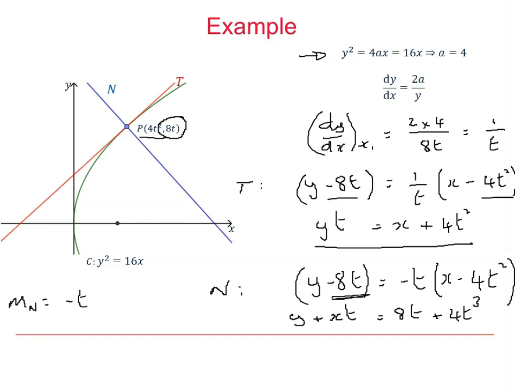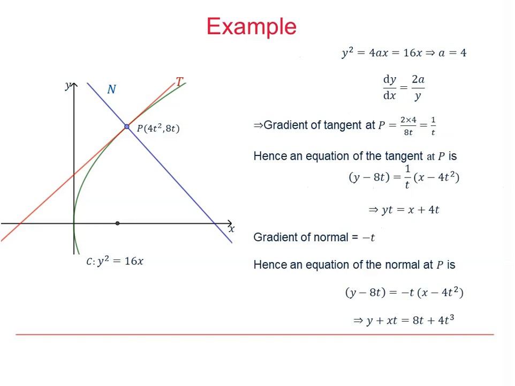So the next slide shows this again neatly, so make sure you go through that. What we've done is we haven't had to differentiate. We've used the formula that we're given for the derivative, but then the straight line equation is used using that gradient 1 over t for the tangent, and then the same straight line equation but the negative t for the gradient of the normal.